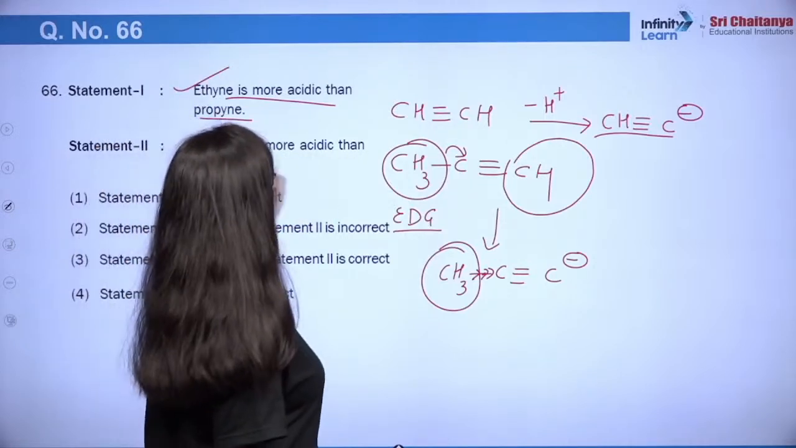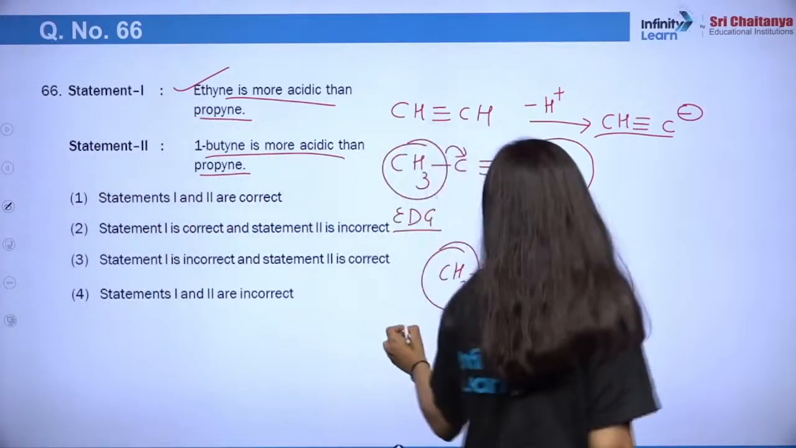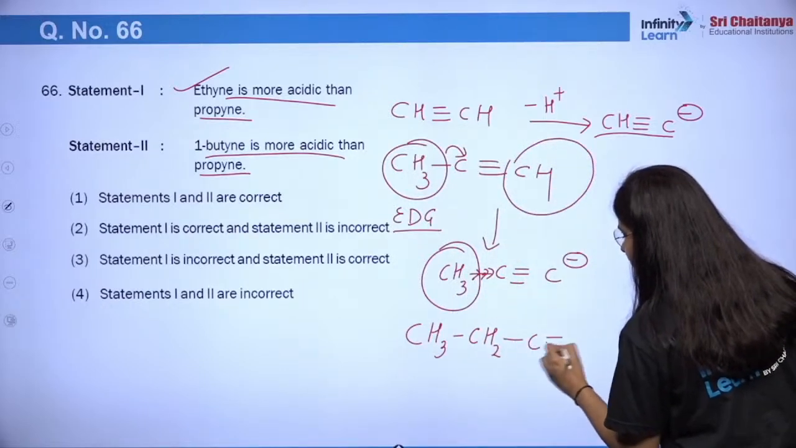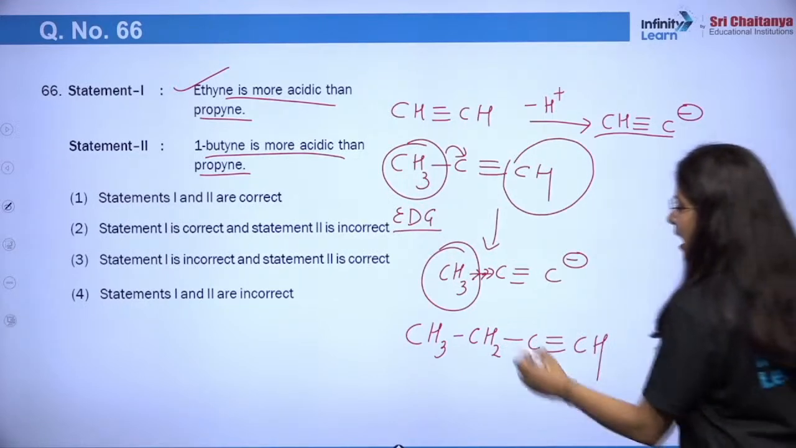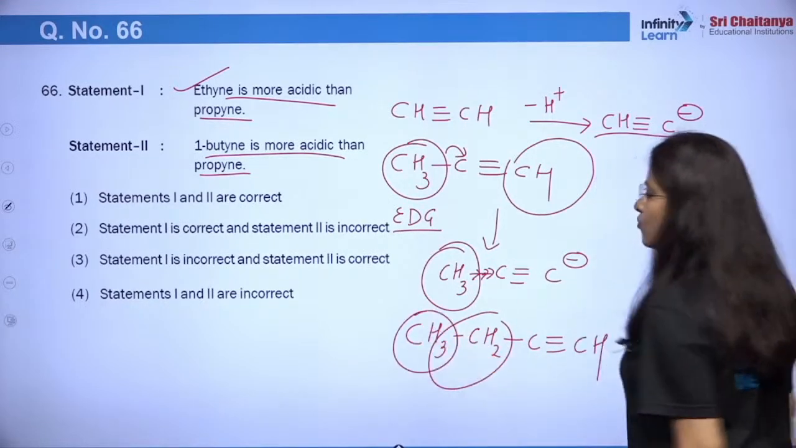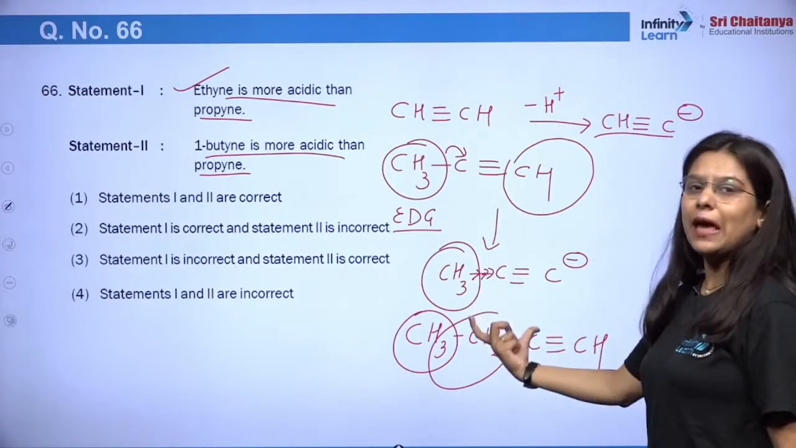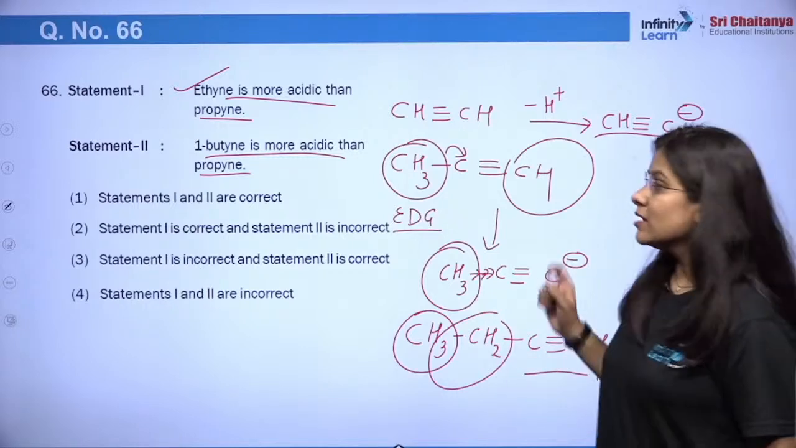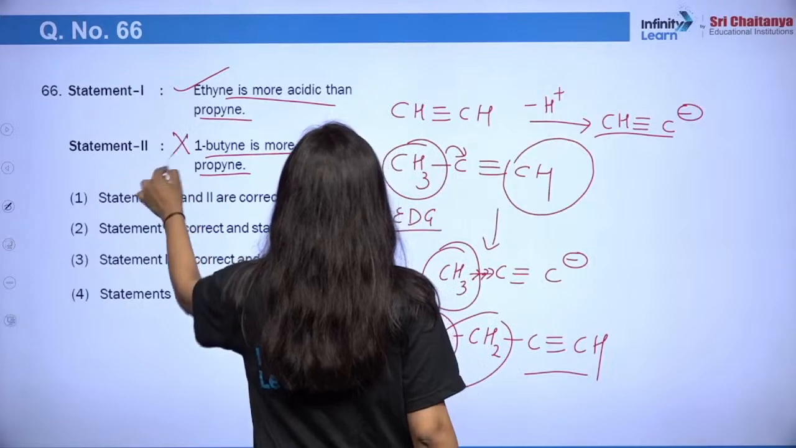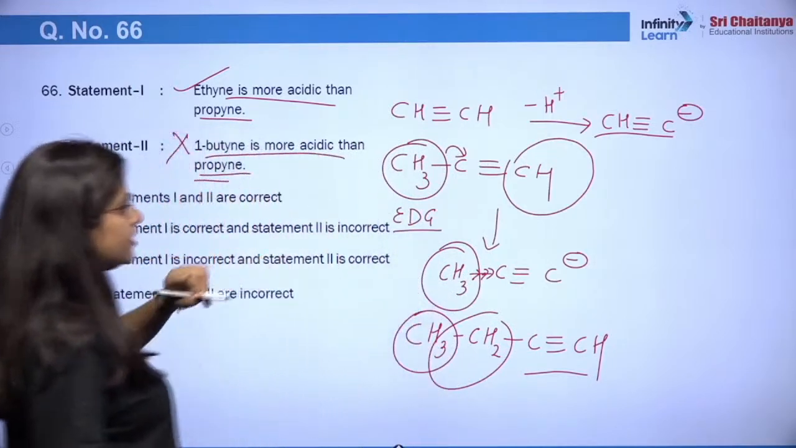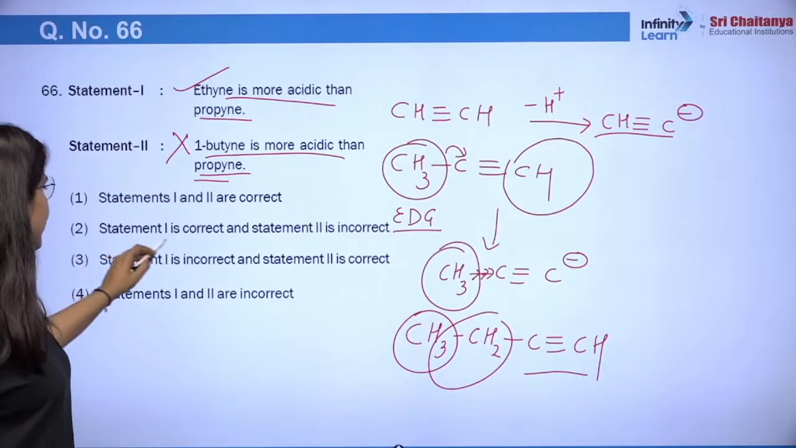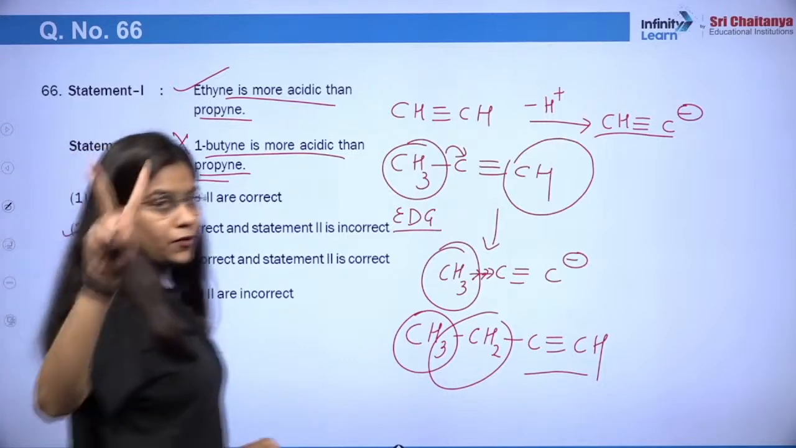Next, 1-butene is more acidic. Now in butene again I have more groups, more carbons. This is butene, I have this alkyl group. So what happened here? Again what will happen? Electron density will increase and the resulting anion will not be stabilized. So this is wrong. Propyne will be more acidic than butene. So what is the correct answer? First is correct, second is incorrect. My answer will be option number 2.